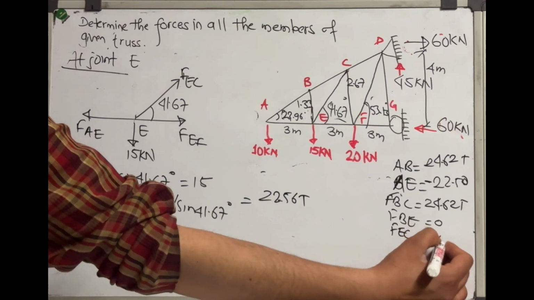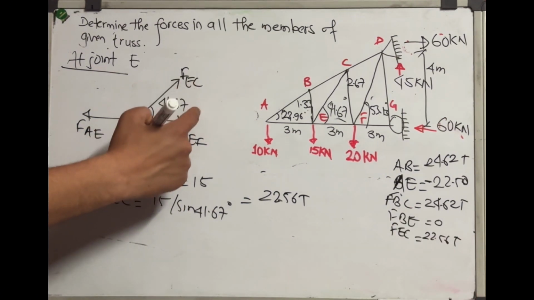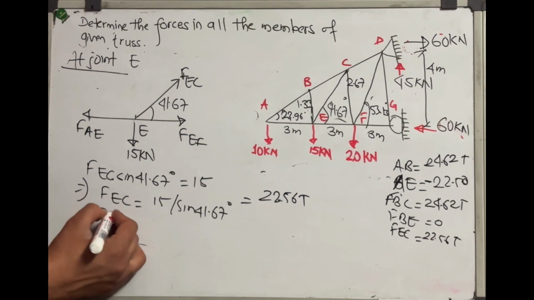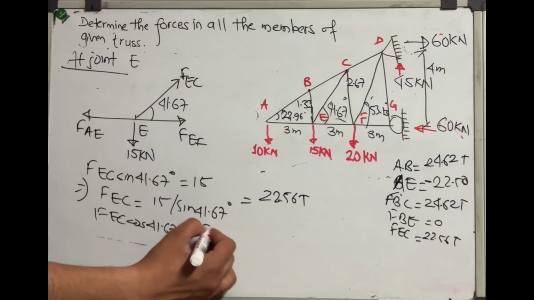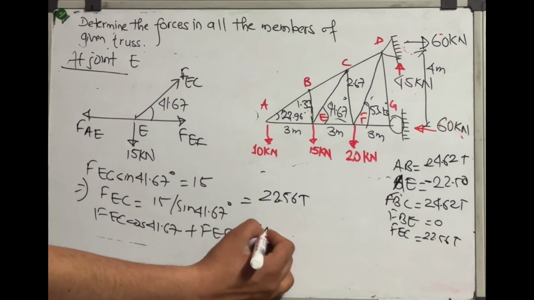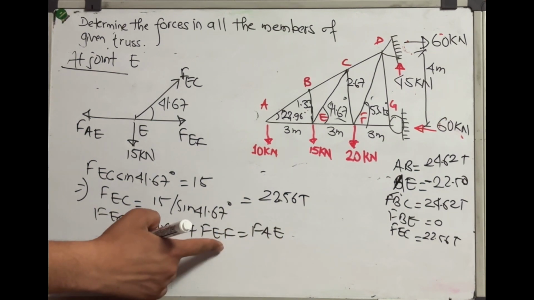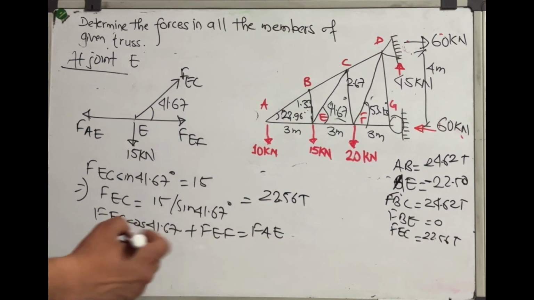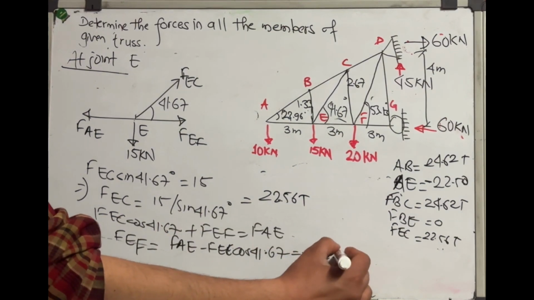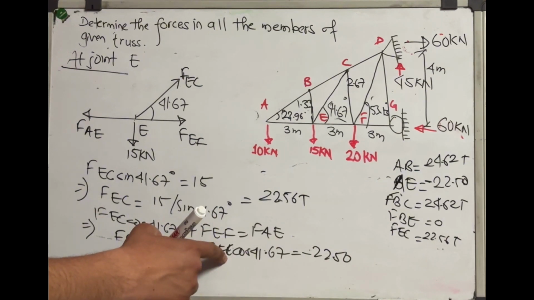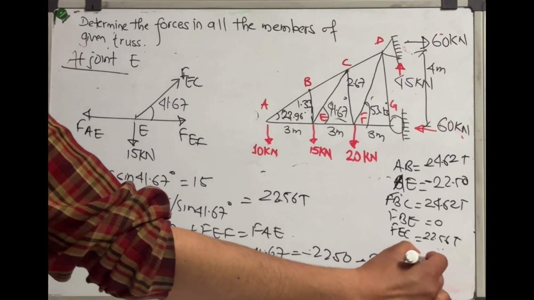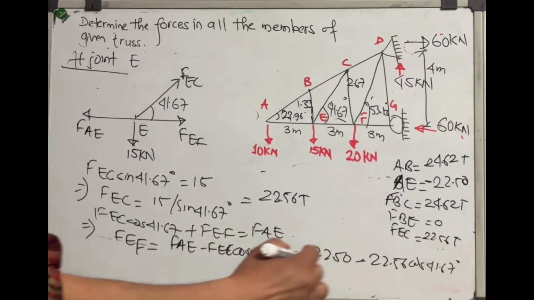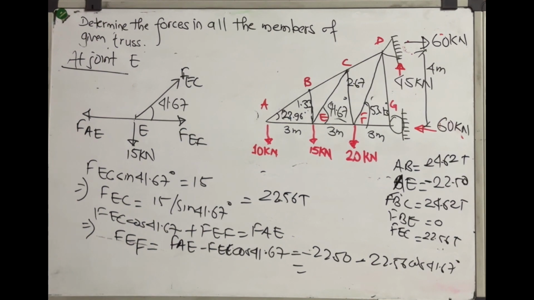So FEC is 22.56 tension. If you take the summation of force in x direction, then FEC cos 41.67 plus FEF is equal to FAE. So you determine the value of FEF in this case. AE is nothing but 22.50, EC is 22.56, that is minus 22.56 cos 41.67 degree. If you solve this, the value of EF will come out to be 39.35.